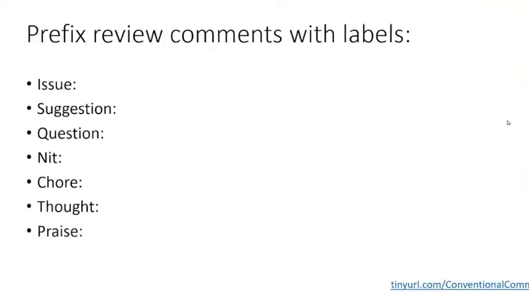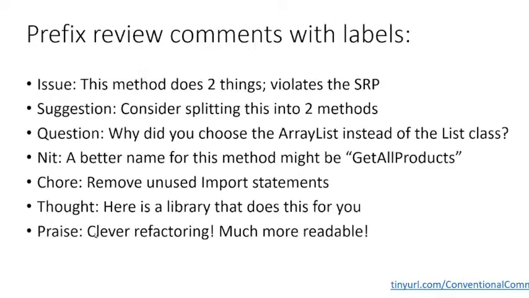Here's one I just recently started using. This is adding prefixes to your comments. So when you're writing your code reviews, often you'll find a line of code or a section of code and you put a comment in there, but adding these prefixes, and you don't have to use these, you can just come up with your own, but these came from this article that I've linked down here, Conventional Comments: issue, suggestion, question, nit, chore, thought, and praise. And that basically gives a clue as to what the comment is about.